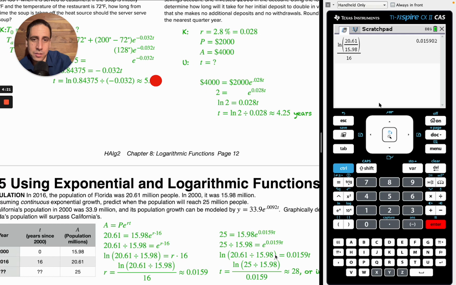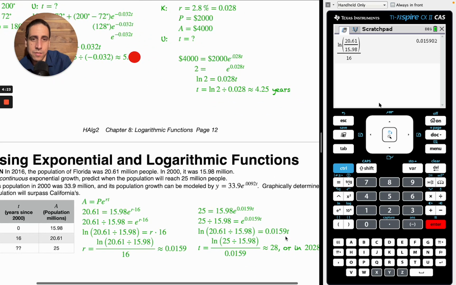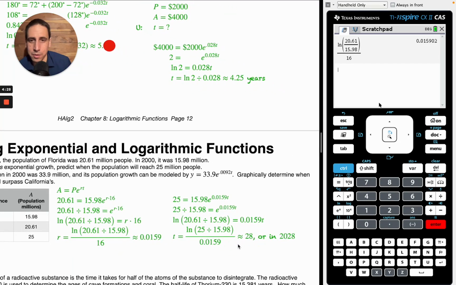And then here we're going to have a natural log again. And then dividing both sides to undo this multiplication again. I'm not going to type it in. It's going to be very similar, but this is what it looks like. T is equal to about 28 years, if you want to round, or in the year 2028.